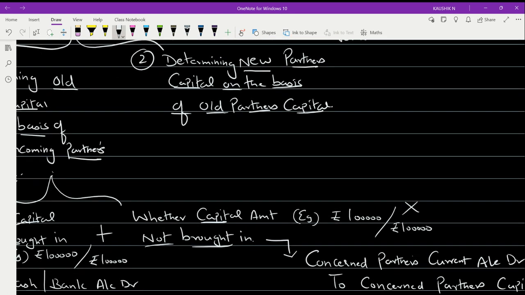Okay, in this also you are deriving the value and then finding out whether he brought the amount or he didn't bring the amount. Even in this case, you are going to derive it in the same way. What is the amount of capital, and then whether it has been brought in or it has not been brought in.